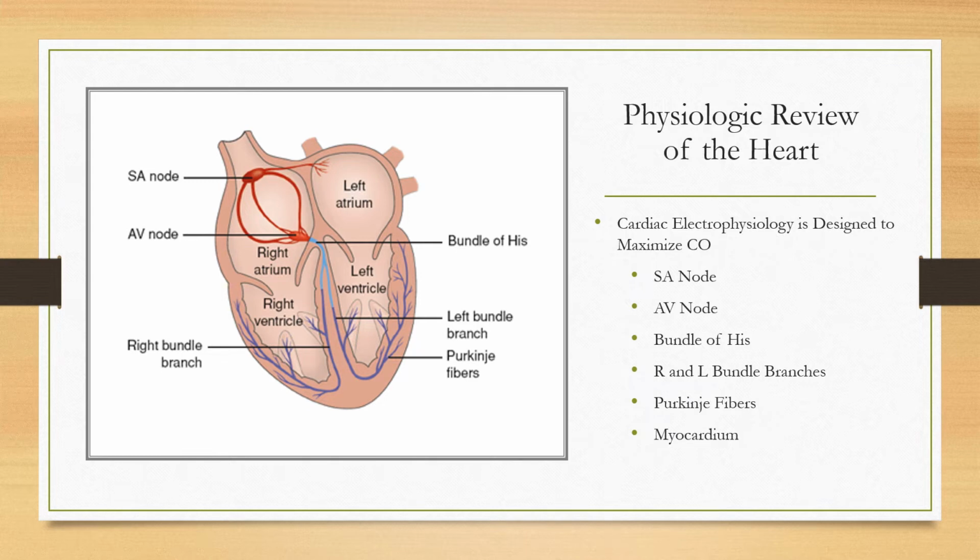The bundle of His is going to take the electricity and conduct it into the ventricles. It's going to branch into two separate branches, a right branch for the right ventricle and a left branch for the left ventricle, and then the nerves are going to get smaller and smaller, called Purkinje fibers, and they will cover the entire left and right ventricles with little nerves.